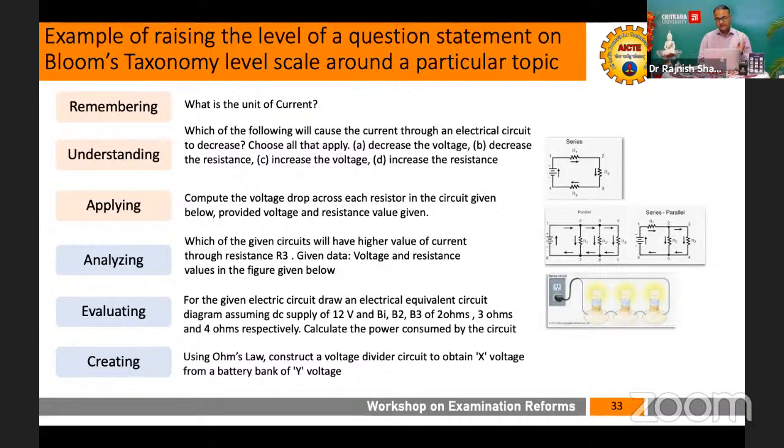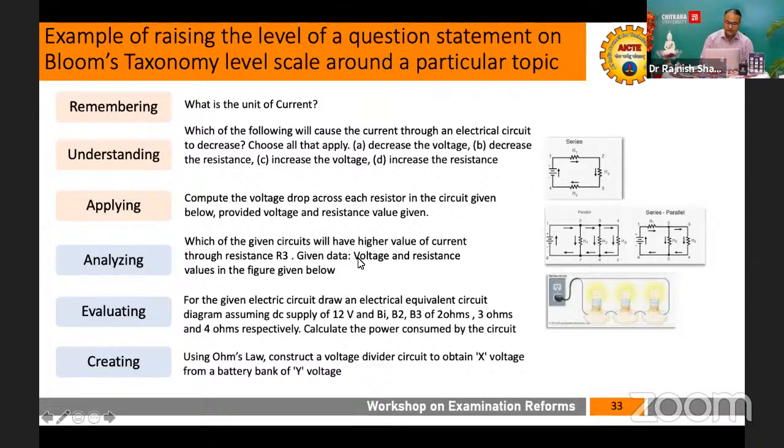But if we ask the question like this, where we put him into a situation and make him think, he would be able to answer only when he has understood the concept of current. Then apply the knowledge about current: compute the voltage drop across each resistor in the given circuit below, provided voltage and resistance values are given. So we make the question statement a little more elaborate. We provide the voltage and resistance, and then expect him to calculate the voltage drop. In the first question, we expect him to just remember the unit of current. In the second question, we put him into a situation to reflect his understanding of the concepts about current. Third is applying his knowledge to a circuit that has been shown to him.